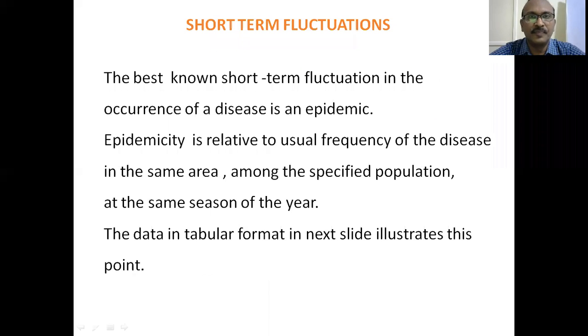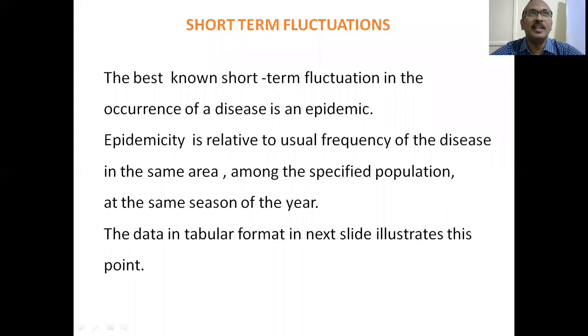Short-term fluctuations. The best short-term fluctuation in occurrence of a disease is an epidemic. Now, what is an epidemic? An epidemic is the occurrence of disease in a community or region usually above the normal expectancy or frequency. So it can be the occurrence of a disease or health-related events in a region clearly in excess of normal frequency. Anything above the normal frequency is said to be an epidemic.